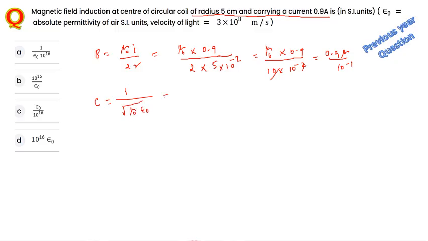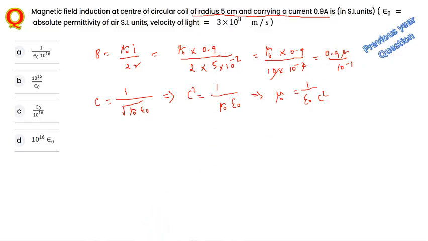From this one, c square is equal to 1 divided by mu naught epsilon naught, taking the square root on either side. Again from this one, mu naught is equal to 1 divided by epsilon naught c square.